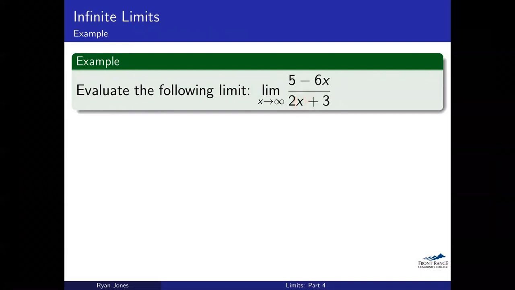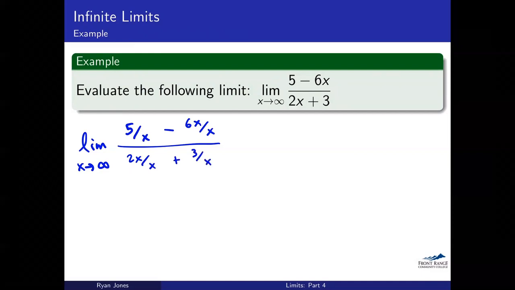So what I'm going to do is take every single term in this limit and divide it by that largest power, which, as I just said, was x. So I'm going to take that 5 and divide it by x. I'm going to take 6x and divide it by x. I'm going to take 2x and divide it by x. I'm going to take 3 and divide it by x.